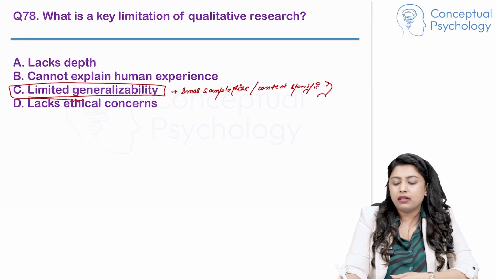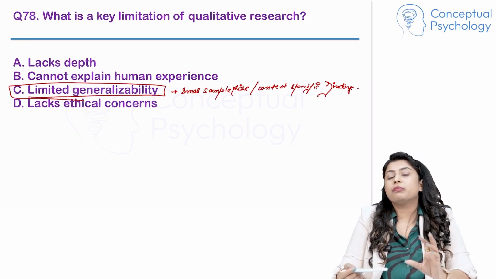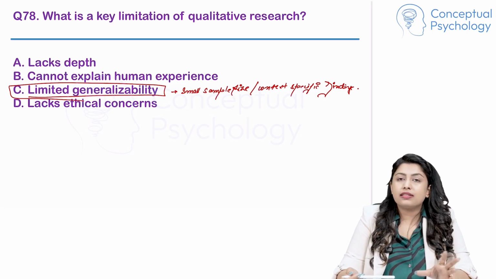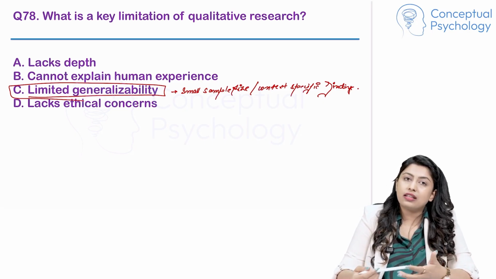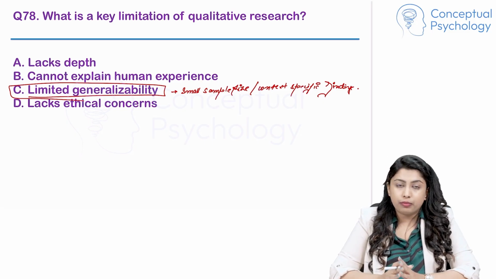Context specific findings. All right. So these findings are often specific to the particular participants or their settings and contexts which are studied, which makes the statistical generalization inappropriate.